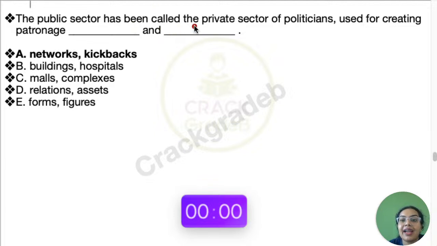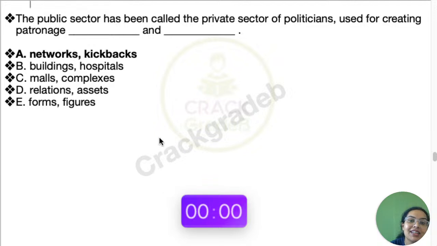The public sector has been called the private sector of politicians, used for creating, this is a sarcastic sentence, used for creating patronage networks. See, creating buildings we cannot say, malls we cannot say, these are physical structures. Creating patronage relations, I can say, networks, I can say, forms, I cannot say, okay? And kickbacks. Now, why kickbacks? Figures, forms, and figures, how will they give meaning?